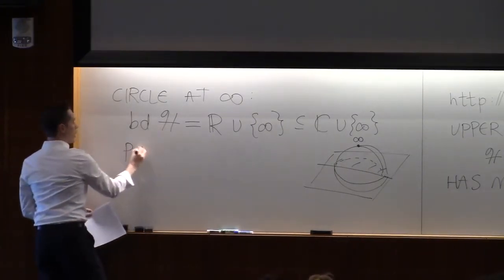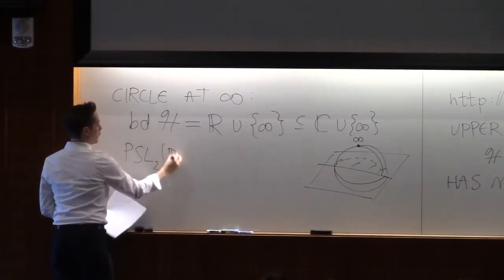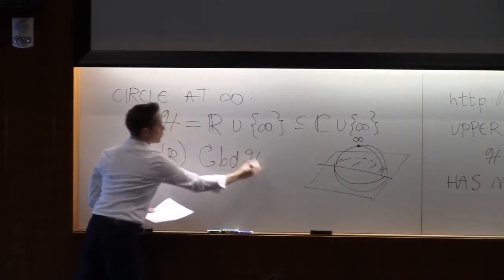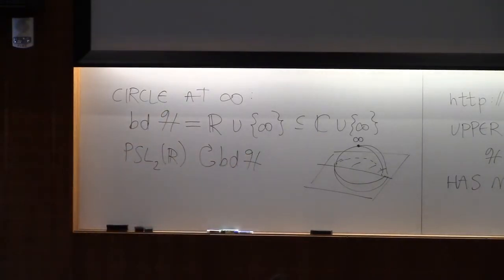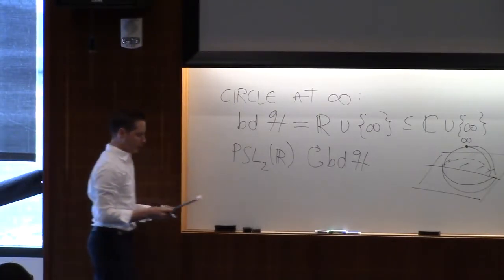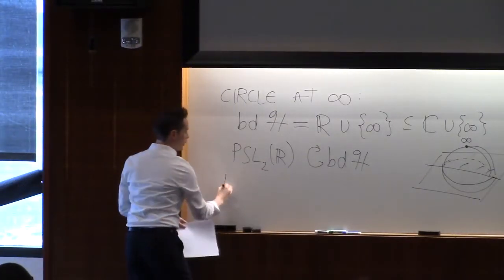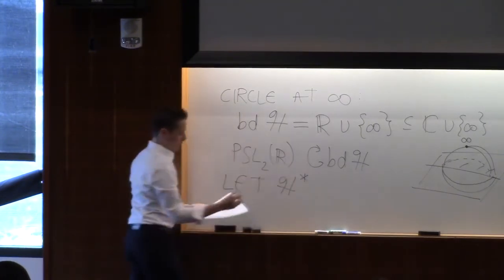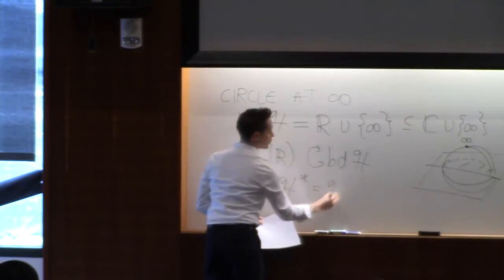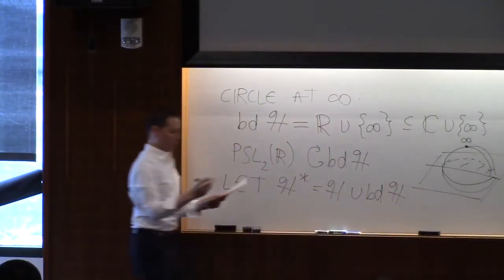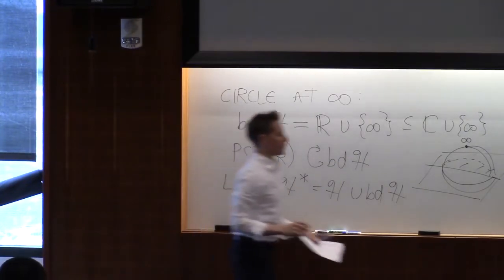PSL2R acts as well on this boundary, with the same definition, just (az + b) over (cz + d). If I plug in a real number or infinity, I will get a real number or infinity. These are linear fractional transformations. We look at the completed upper half plane, usually called H star, where you take H and throw in the boundary. And this thing has a topology on it.